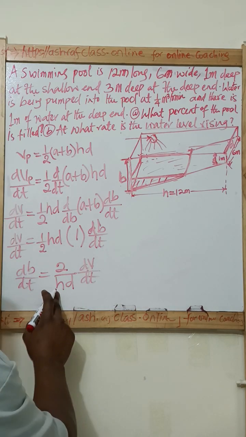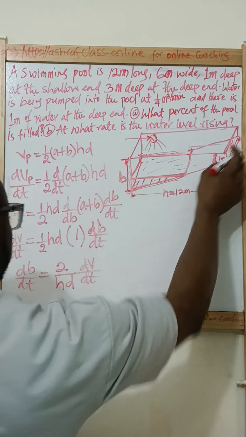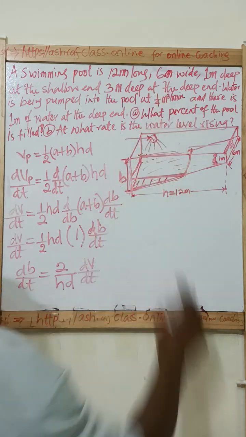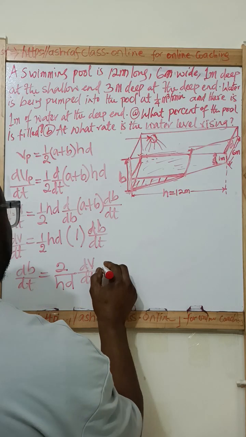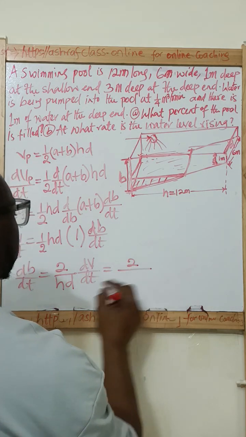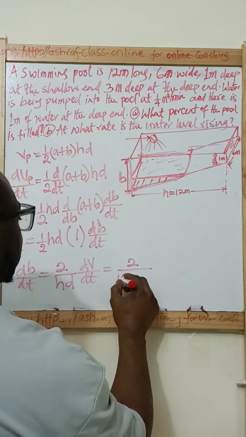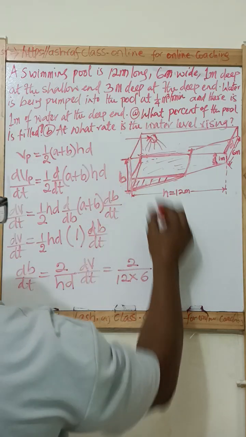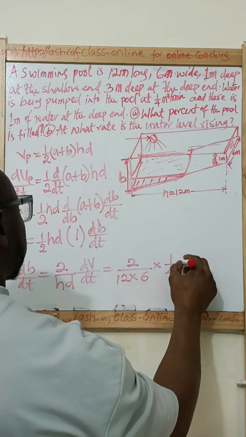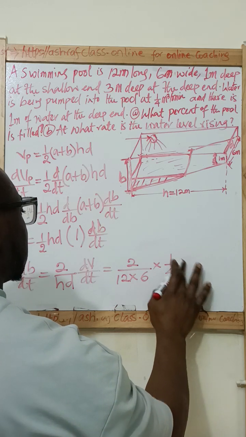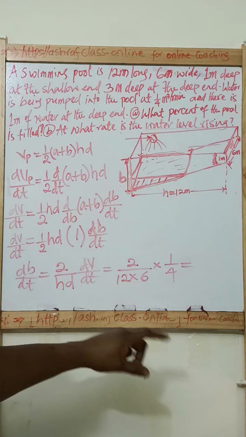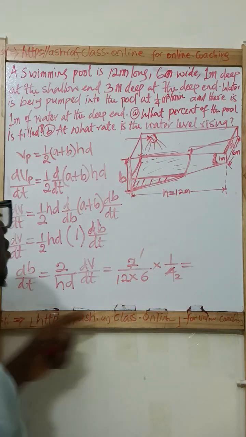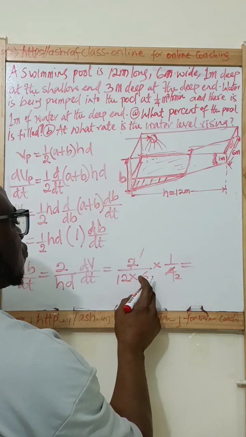You divide both sides by H and D, right? So what is the value of H and what is the value of D? So we'll put everything there. And what is dV/dt? dV/dt is given as 1 over 4, right? So we put all those values there. 2 over H is what? H is 12. D is what? 6. And then dV/dt is 1 over 4. Right? Meter cube. Okay, let's forget about it. We'll put the units later. Now 2 here 1, 2 here 2. Okay? So 6 times 2, 12.